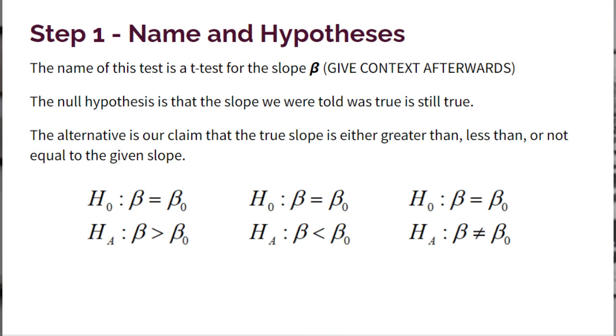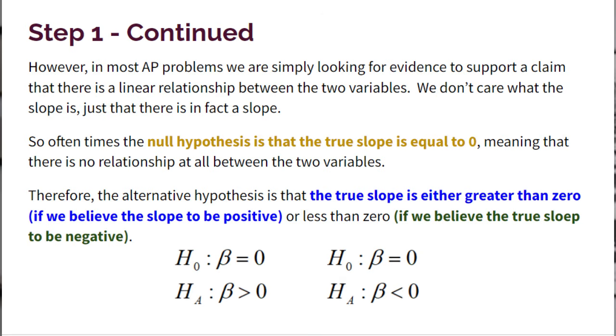So when I'm putting beta sub 0 here, that's just the null hypothesis slope, what we read was true in the problem. And the alternative is what we're claiming. We think that the true population slope is greater than that value, less than that value, or not equal to that value. Now, however, I've got to be honest, in most AP problems, we are simply looking for evidence to support a claim that there is, in fact, a linear relationship between the two variables. We don't care what the slope is, we just care that there is, in fact, a slope.